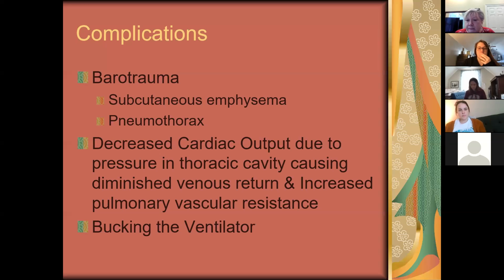With PEEP, is it still the standard to do the ABGs within 30 minutes if the settings change? With all ventilator changes, an ABG should be drawn within 30 minutes. Yes, ma'am. That's a standard of care. Absolutely.